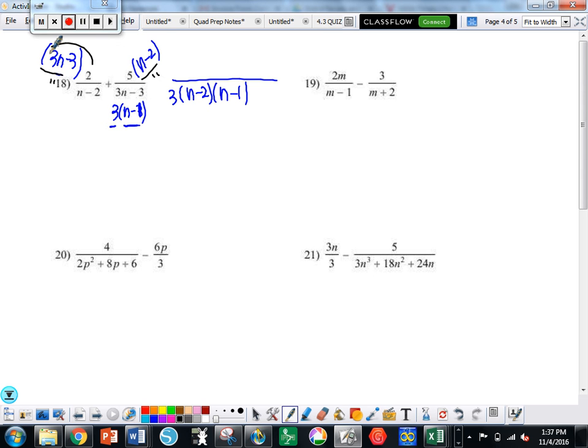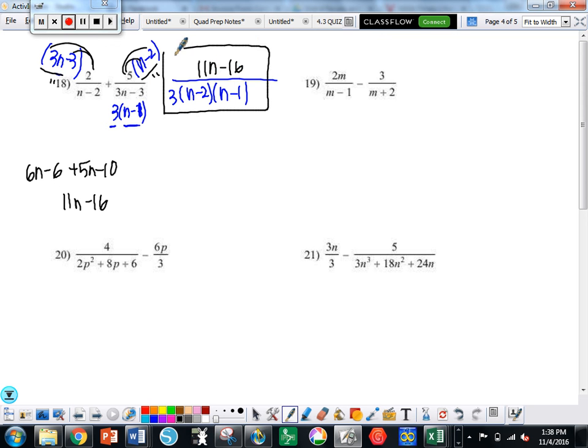So, when we multiply this through, it is going to be 6n minus 6. Multiply this through, plus 5n minus 10. Combine them, 11n minus 16. Does it factor? No. 11n minus 16. That felt really fast. I hope that you're getting this at this point.